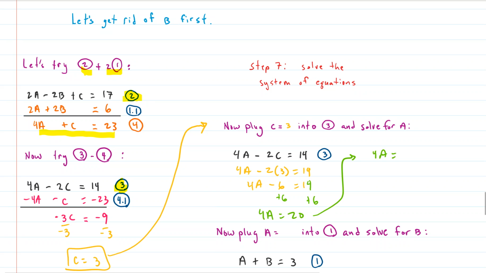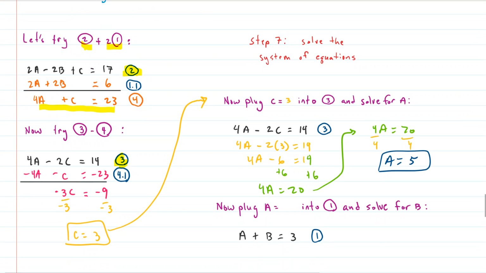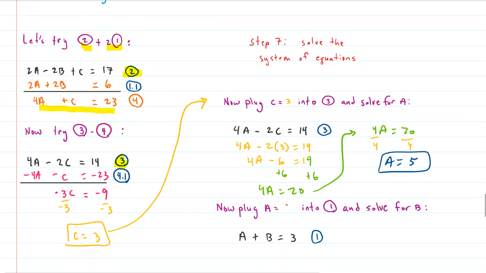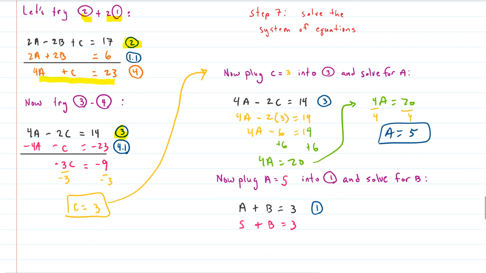So let me write that up here again. 4a equals 20. Then we can divide both sides by 4, and we get a equals 5. So we're getting somewhere. We have a equals 5. We can then plug a equals 5 into equation 1 and solve for b. Here's equation 1. We know a equals 5, so we have 5 plus b equals 3. We can subtract 5 on both sides. That gives us b equals -2.